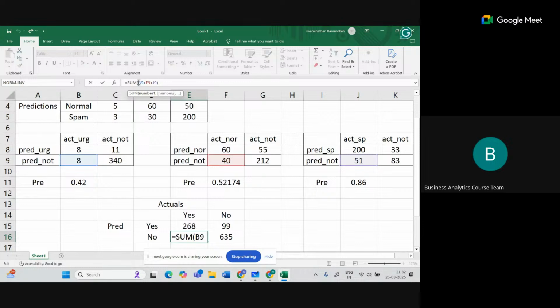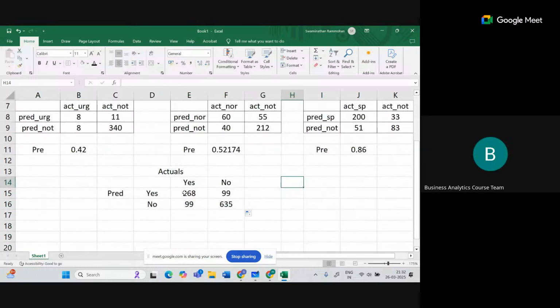Is it correct? Yes. So now if you calculate true positive by true positive plus false positive, you will get the precision of the entire model. Okay, not just for one particular class. This is for the entire model. Is it clear? Can we go to the next topic?